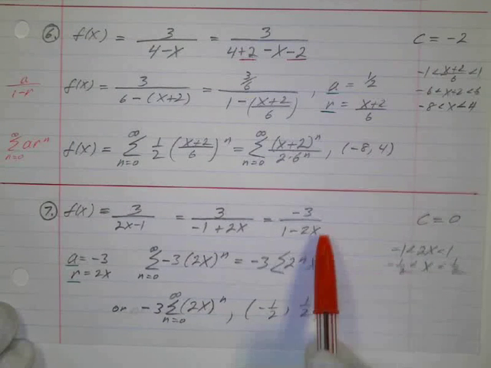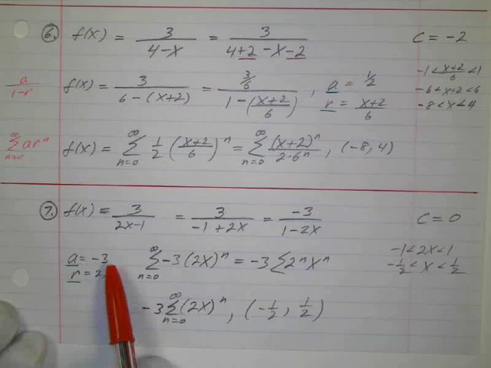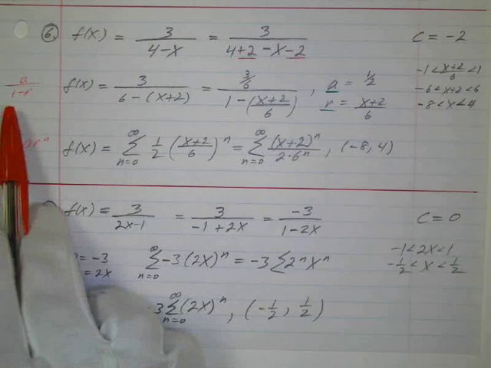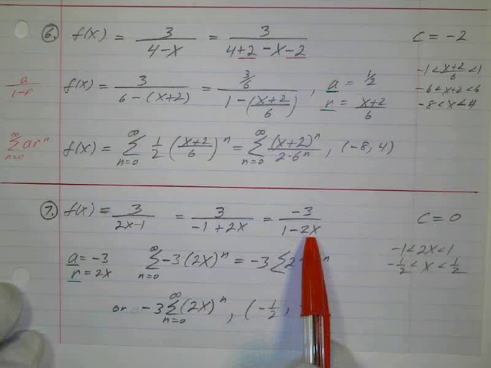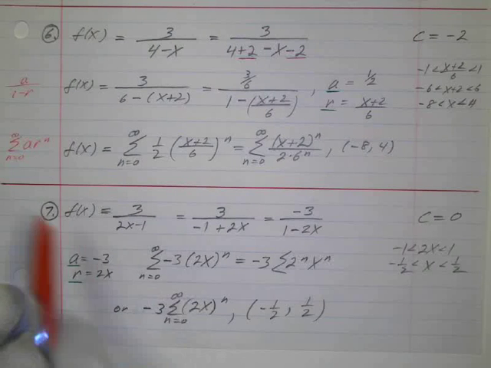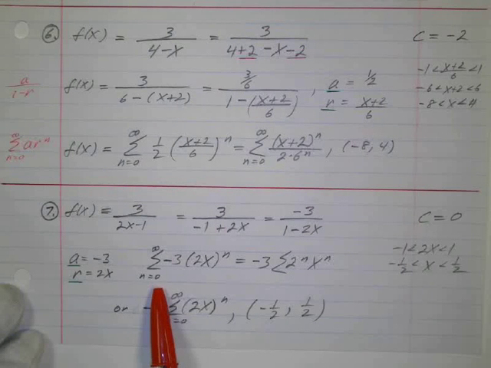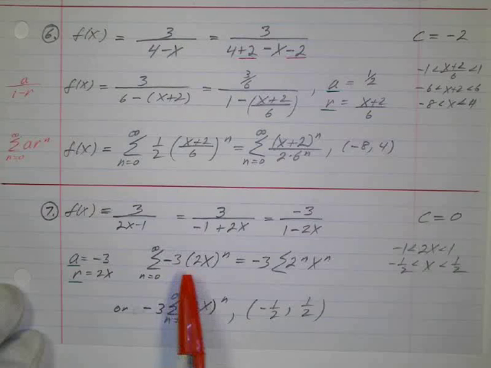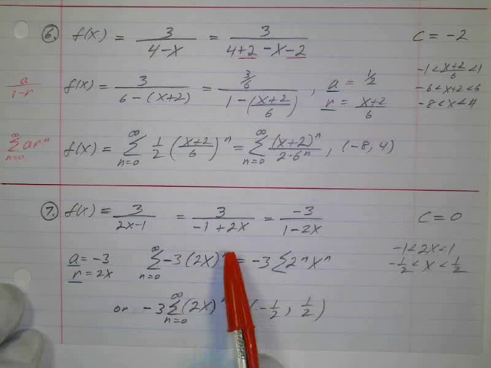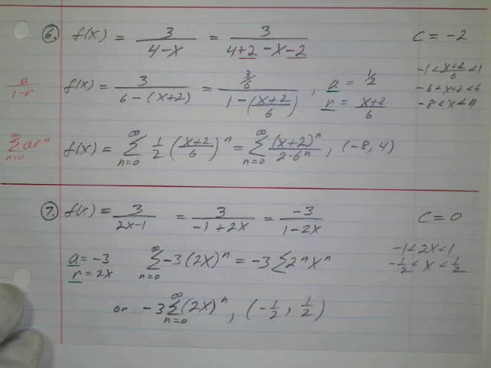So we can see that my a will be negative 3, and my r will be, well, this is always just 1 minus r, so 1 minus 2x, so 2x will be r. So once we've identified those, we can put this in the summation form. N equals 0 to infinity, negative 3, that's my a, times r to the n. We can take the constant out, negative 3, and then we can raise each of these to n, 2x to the n. So sometimes we see it like this, sometimes we see it like that. That depends on the situation.